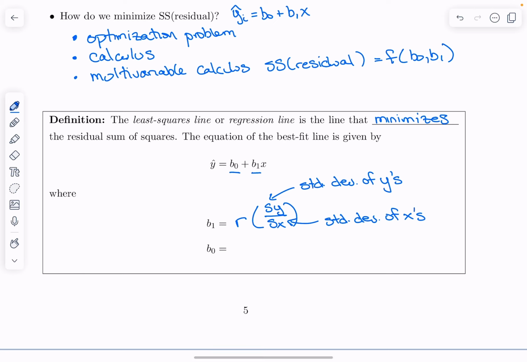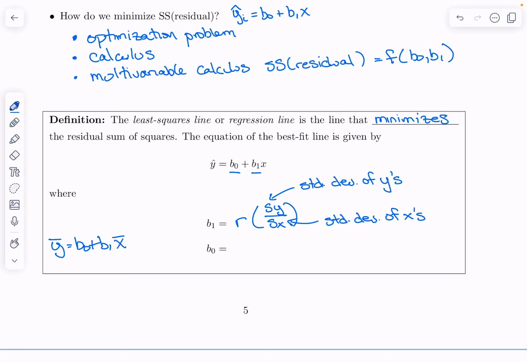And then how do we find our intercept? Well, imagine that I plug in the mean to our best fit line. So y bar equals b0 plus b1 x bar. It turns out that that relationship has to be true. If I plug in the mean for x, I need to be able to get the mean for y. Okay, that's because the line actually represents the mean.